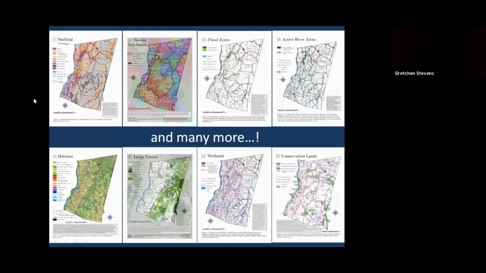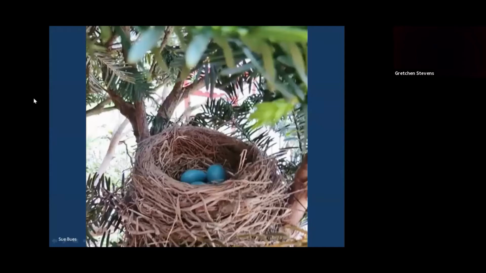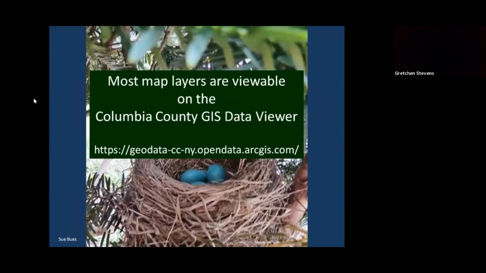Other maps show things such as surficial geology, watersheds and subbasins, flood zones, active river areas, habitats, large forests, large meadows, wetlands, and there are many more. All of these maps are in the NRI, and the map layers are also viewable on the Columbia County GIS Data Viewer. In session 2 of this program on this coming Wednesday, Don Meltz with the County Planning Department will show you all the ins and outs of finding what you need on this very nice web map.